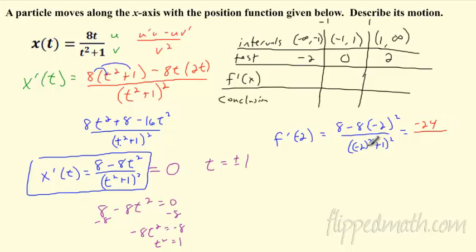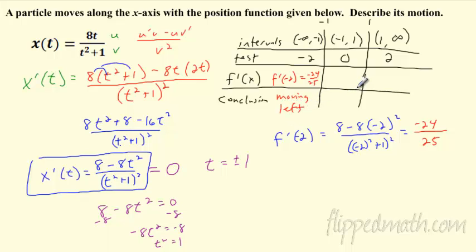And then here, I'm going to say negative 2 squared is 4 plus 1 is 5, square it is 25. So I'm going to say the f prime of negative 2 is a negative number. It equals negative 24 over 25. But the most important thing here is negative. So if it's negative, I would say it's a decreasing function. But in this case, what does that mean? It's moving left. So because it's negative, it's moving left.